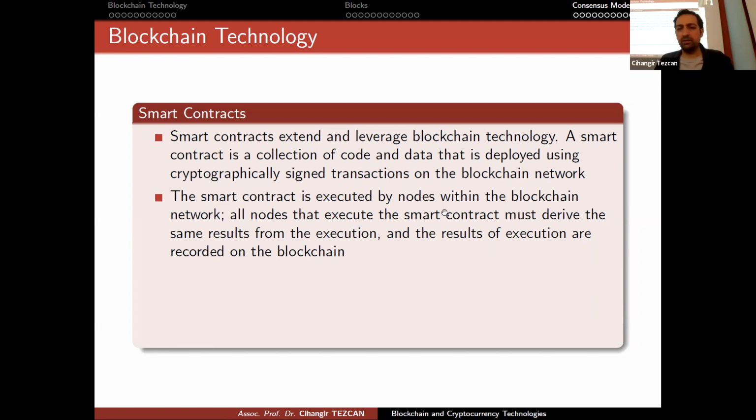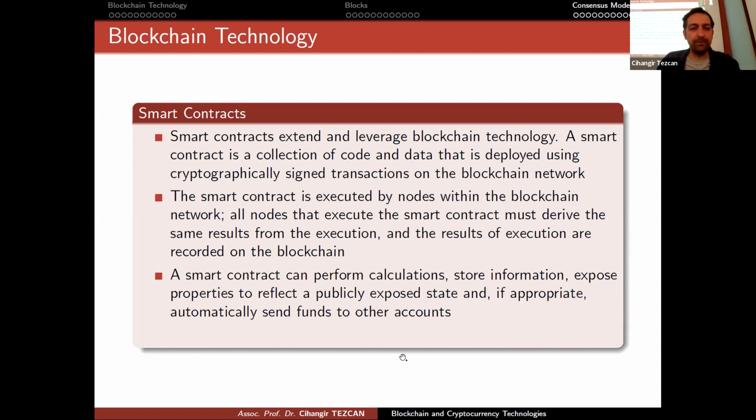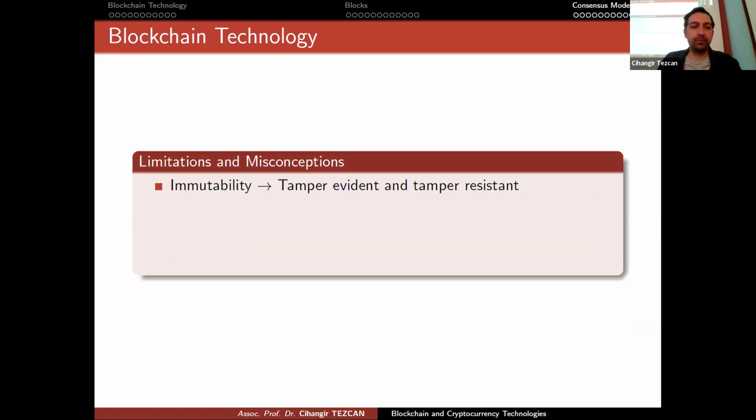In Ethereum, due to a bug in some software, some smart contracts actually provided different results, so they had to roll back. A smart contract can perform calculations, store information, expose properties to reflect a publicly exposed state, and, if appropriate, automatically send funds to other accounts. Note that not every blockchain can run smart contracts. It depends on the scripting language that you use, actually.